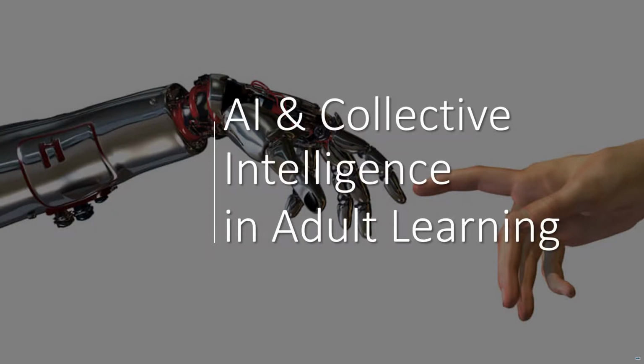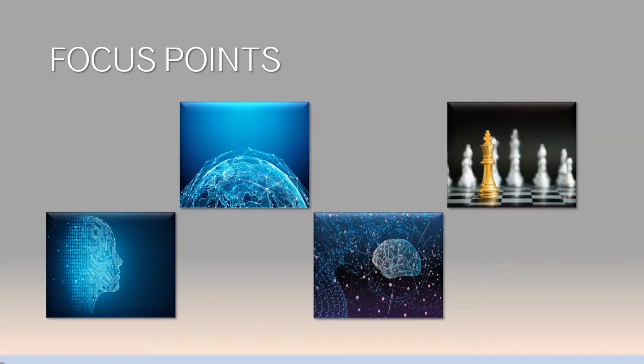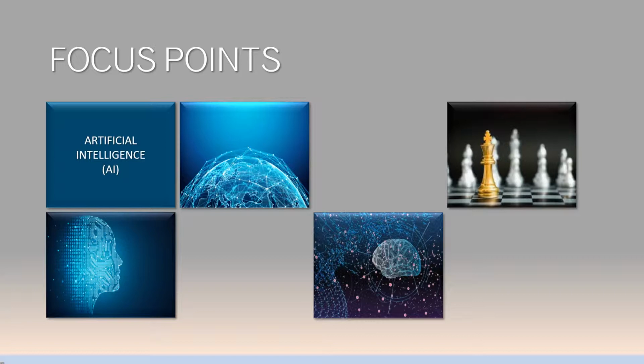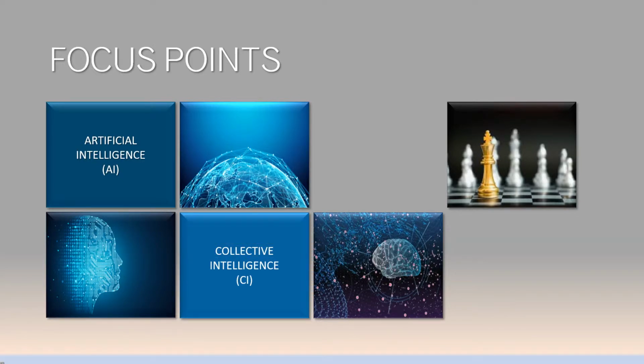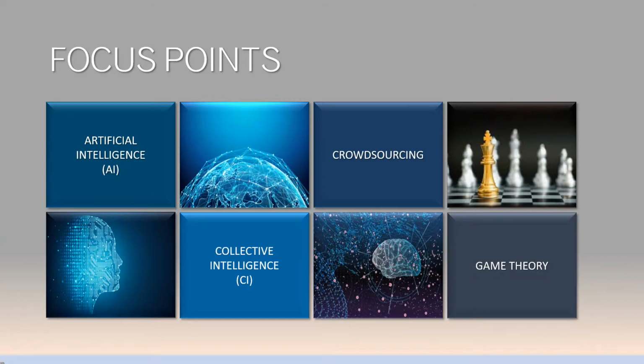This is a presentation of a group project made for the course of Adult Learning at Hamdan bin Mohammed Smart University, Dubai. The project is about artificial intelligence and collective intelligence in facilitating adult learning. We are going to explore 4 focus points throughout these slides, and we will highlight how these points can contribute in enhancing adult learning. So we will start with artificial intelligence, then we will explain the collective intelligence and crowdsourcing and the relationship between game theory and artificial intelligence.